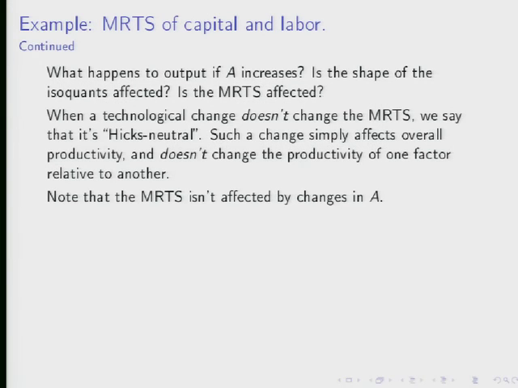I want you to think of this as a technological change. We've got a technology which is twice as good at transforming inputs into output. So it's a technological improvement. If we double the value of A, what happens to this figure over here? Well, it gets steeper, right?